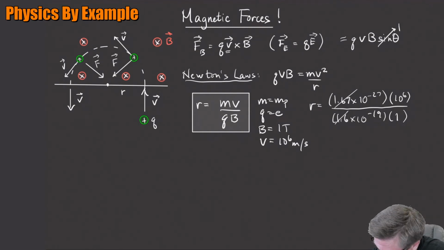So on the numerator, I got 10 to the minus 27, 10 to the 6. That's 10 to the minus 21. 10 to the minus 19 on the bottom. So this is just 10 to the minus 2. So that's just 1 centimeter. So is that visible? Can we actually see this kind of a motion? Yeah, you bet. So 1 centimeter, that's certainly something that you could do in an experiment. No problem.